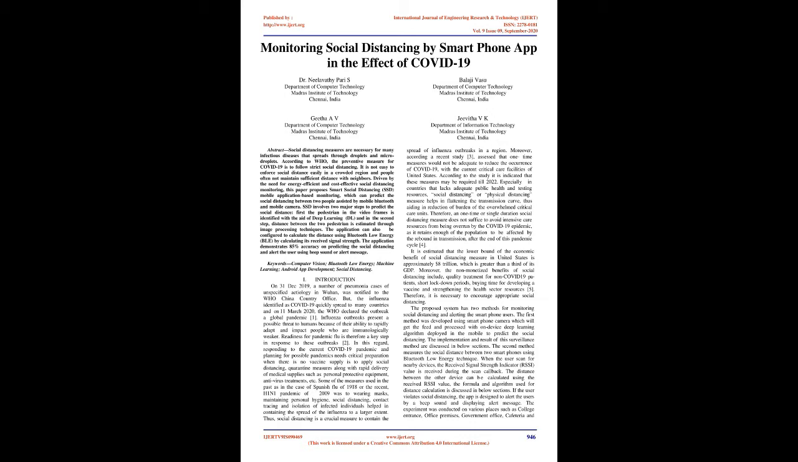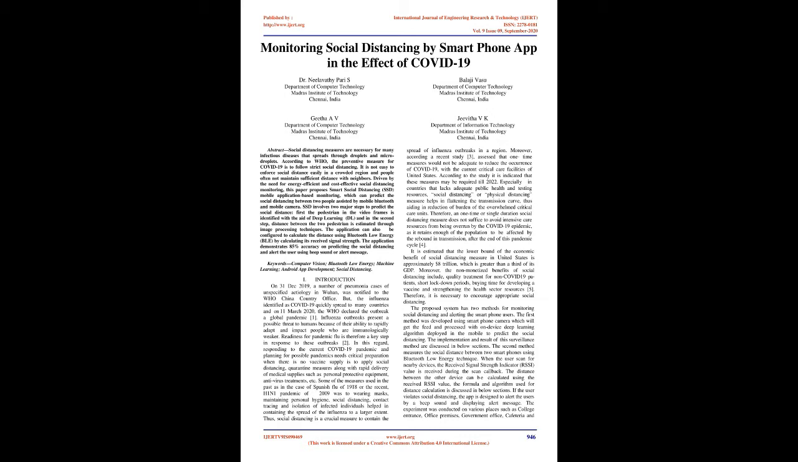The application can also be configured to calculate the distance using Bluetooth Low Energy, BLE, by calculating its received signal strength. The application demonstrates 85% accuracy on predicting the social distancing and alerts the user using a beep sound or alert message. Keywords: computer vision, Bluetooth Low Energy, machine learning, Android app development, social distancing.